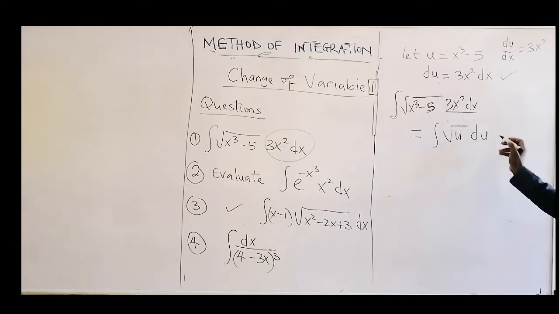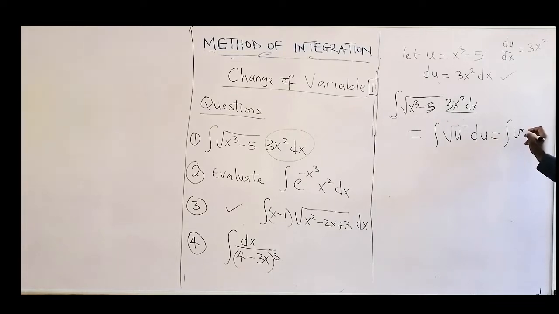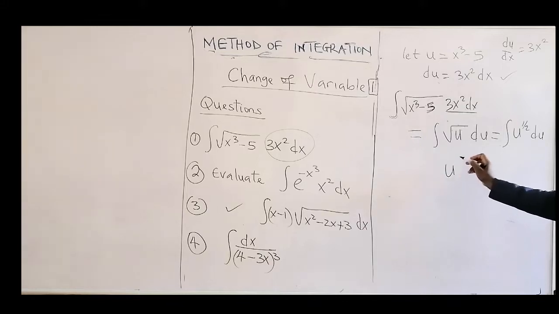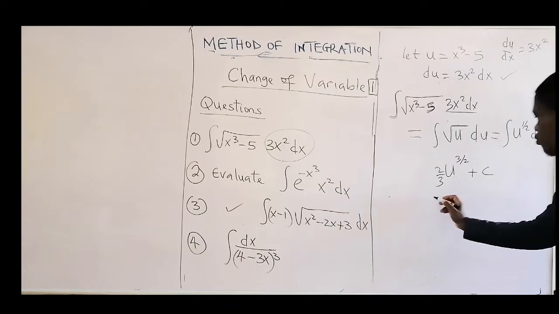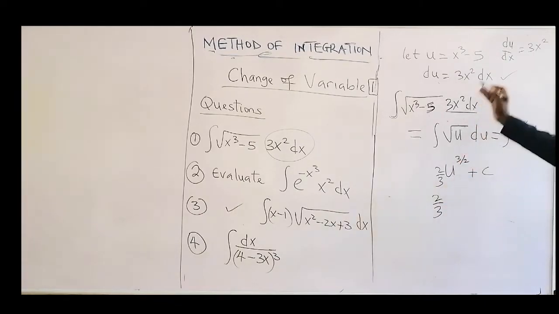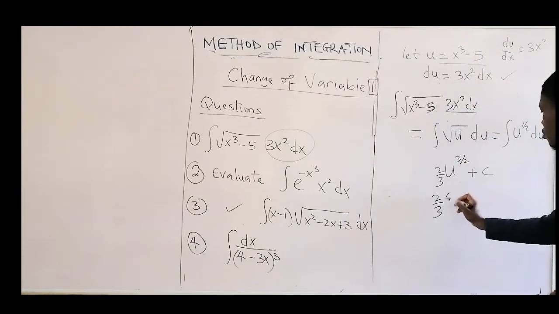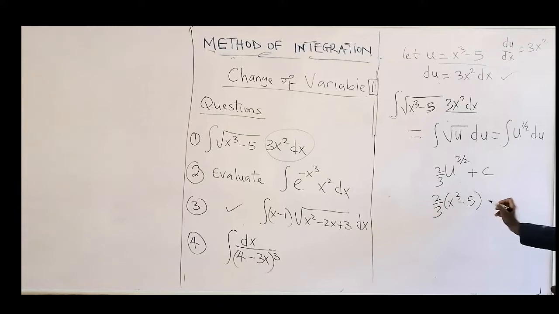Then the next thing to do now is to remove this radical, which is u to the power half du. If you integrate that, that will be equal to u to the power of half plus one, which is 3 over 2, over 3 over 2, which is 2 over 3, plus c. Then finally, you plug back the u. I mean, you bring back your x to the equation. You bring back the independent variable. Your u is x cubed minus 5, plus c. So that's how to solve this question.